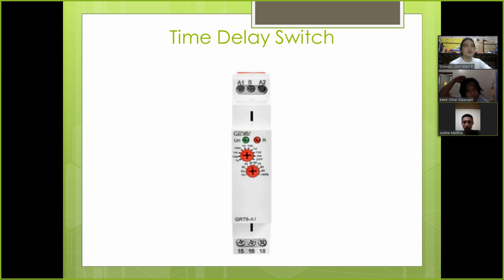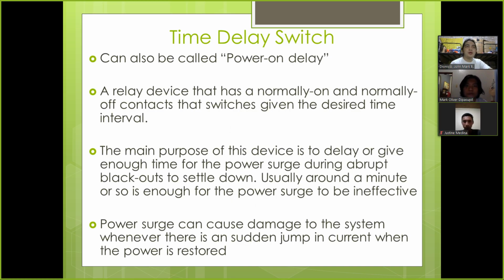So, time delay switch. So, also called power on delay. A relay device that has a normally on and normally off contacts which is given the desired time interval. So, main purpose niya ay to delay or give enough time for the power surge during abrupt blackouts to settle down. Usually around a minute or so is enough for the power surge to be effective. So, syempre kung nagkaroon ng blackout at pag nag-on ulit yun or nagkaroon ulit ng kuryente, hindi naman yung same value agad yun. Usually may power spike yun or power surge.